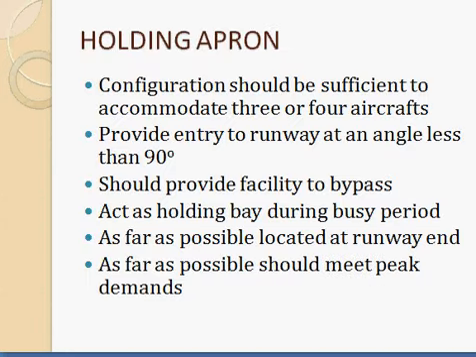So while we are designing the holding apron, the configuration should be sufficient for accommodating 3 to 4 aircraft, the entry should be at angles less than 90 degrees, and it should provide a facility to bypass. It can also be used as a holding bay during busy periods, that is, the aircraft can wait for some more time. It should be located at the runway, and it should meet peak hour demands. So these are the requirements of a holding apron. So these are the different types of aprons and the factors that will be affecting the size of parking aprons. Okay, thank you.